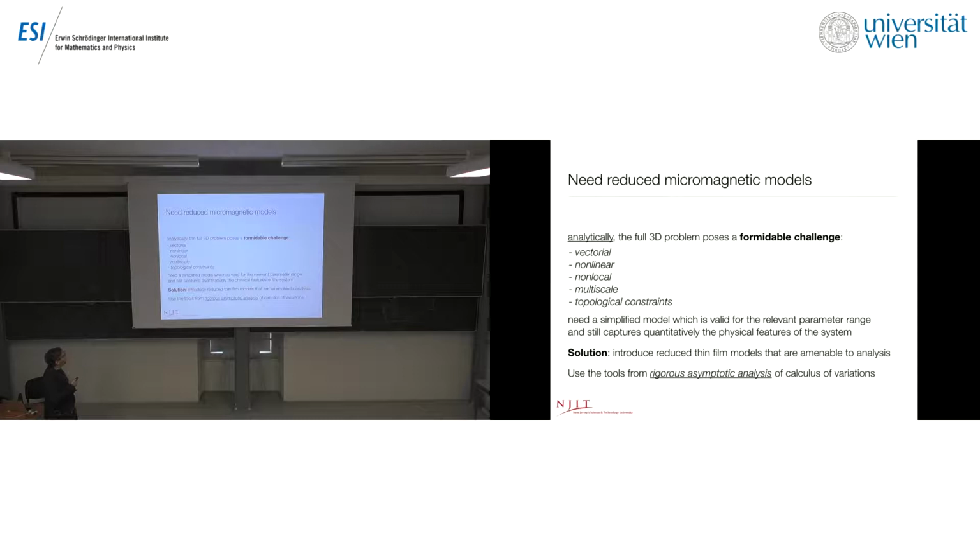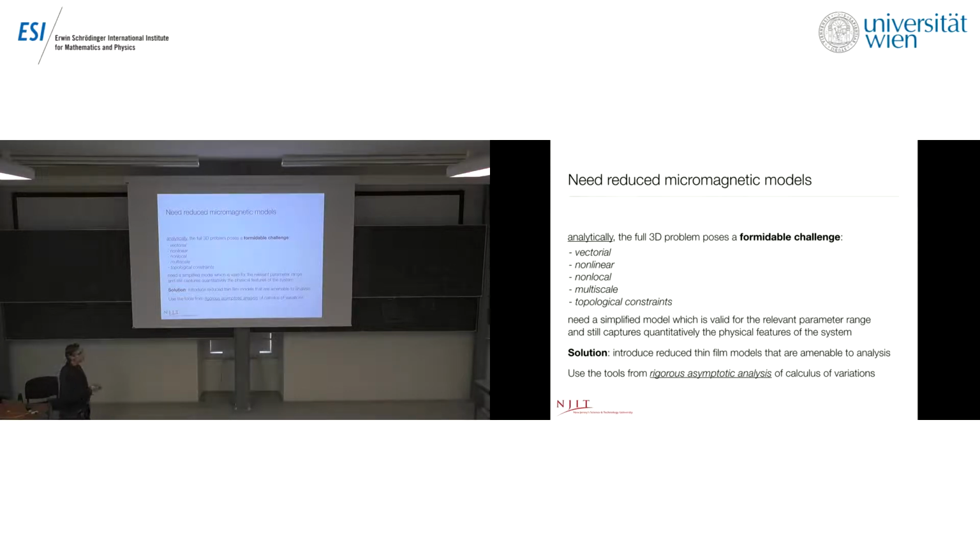It has multiple scales. And something I didn't mention here and won't have time to talk about, but because of the vectorial nature of the order parameter, one could possibly introduce additional topological constraints to study certain classes of coherent structures in these materials. So it is very nearly impossible to do anything other than direct numerical simulations on this full three-dimensional problem.